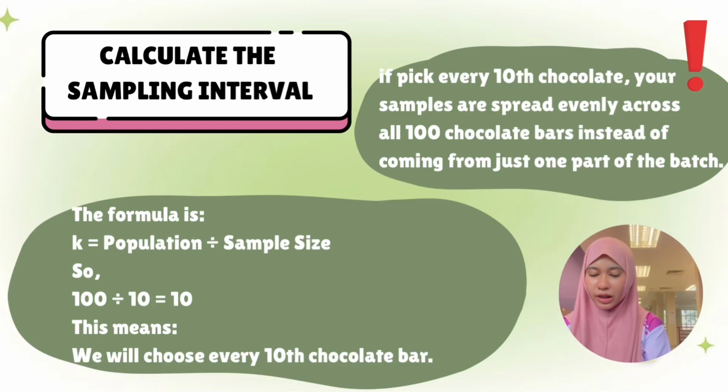Now, we calculate the sampling interval. The sampling interval is represented by K. The formula is K equals population divided by sample size. So, 100 divided by 10 equals 10. This means we will select every 10th chocolate bar.